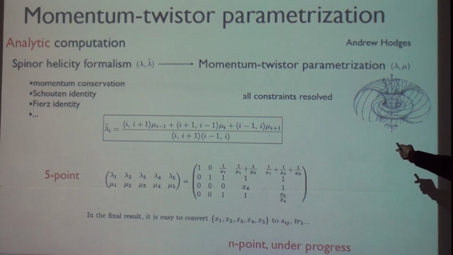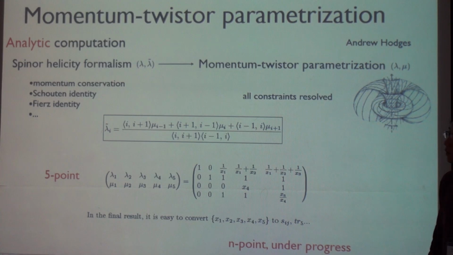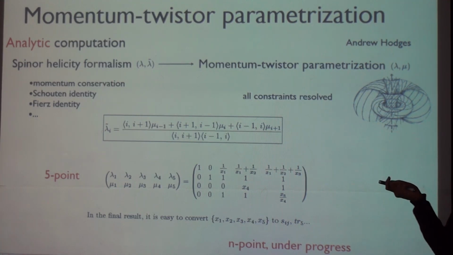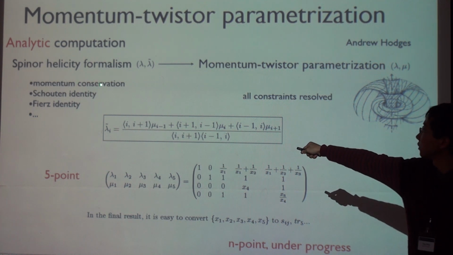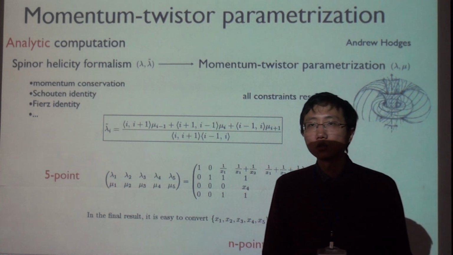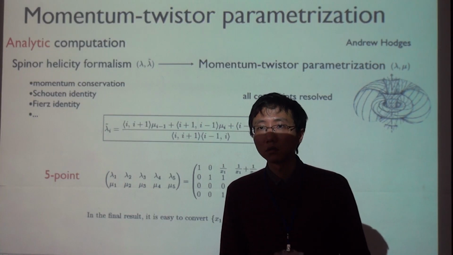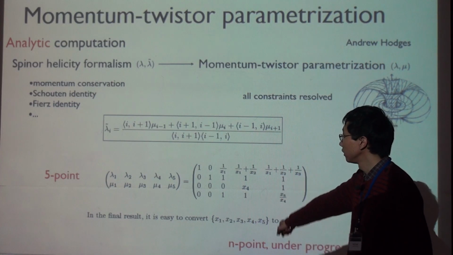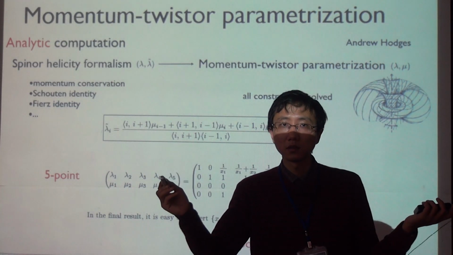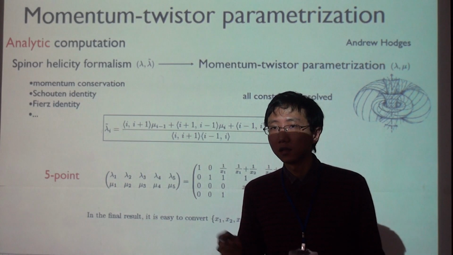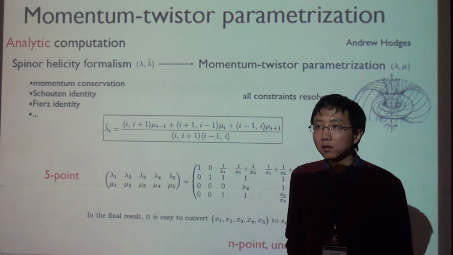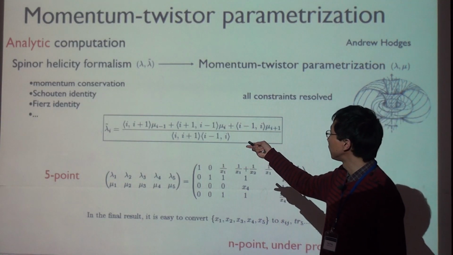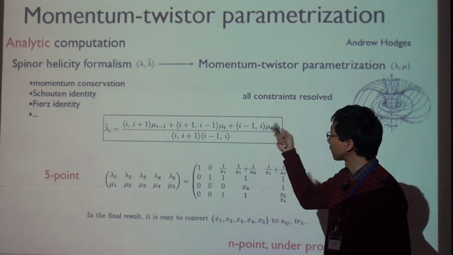We are using momentum twistor parametrization. This one can be thought of as a half Fourier transformation of the spinor formalism. By doing this, the momentum conservation is automatically resolved. So you can directly do all the calculation with the momentum twistor variables. And for the result, you can just ask Mathematica to simplify everything and you get the result. Everything is automatic. And of course, if you want the traditional spinor form, you can just convert everything back into spinors.